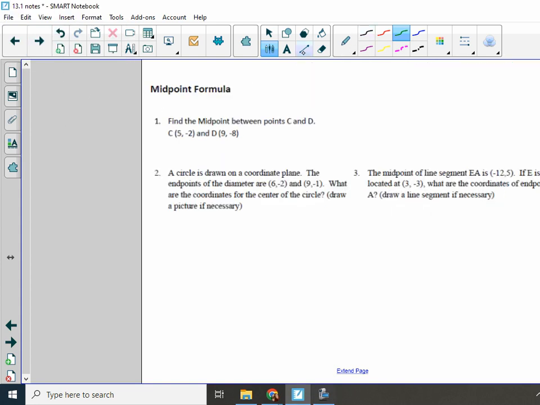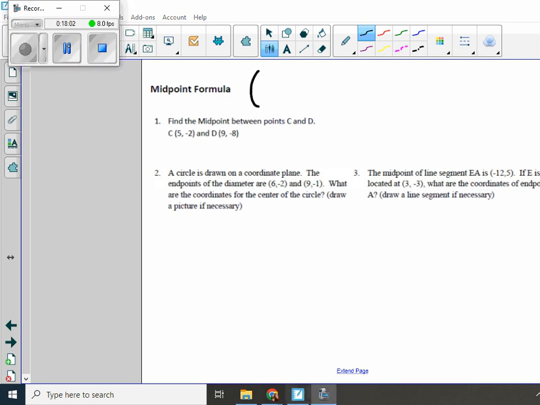So now midpoint. This is most likely, now I'm not saying for sure it will be, but most likely not on the calculator part of your exam. Your midpoint formula you will most likely have to do by hand and without a calculator. You're going to do x plus x divided by 2, y plus y divided by 2. We're averaging the two ordered pairs.